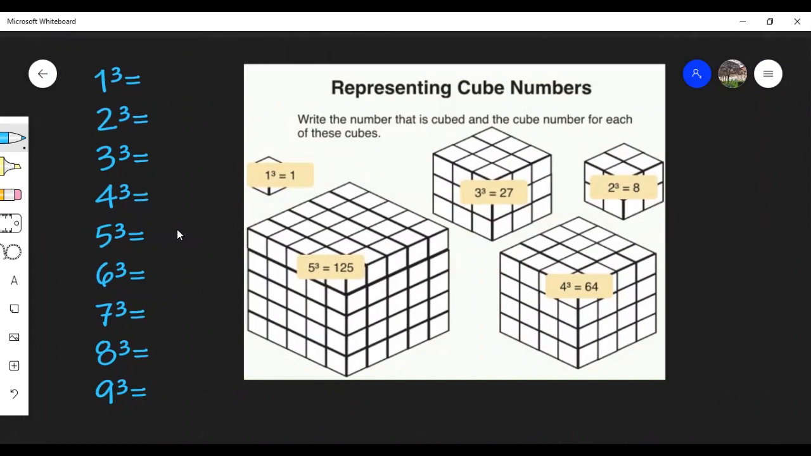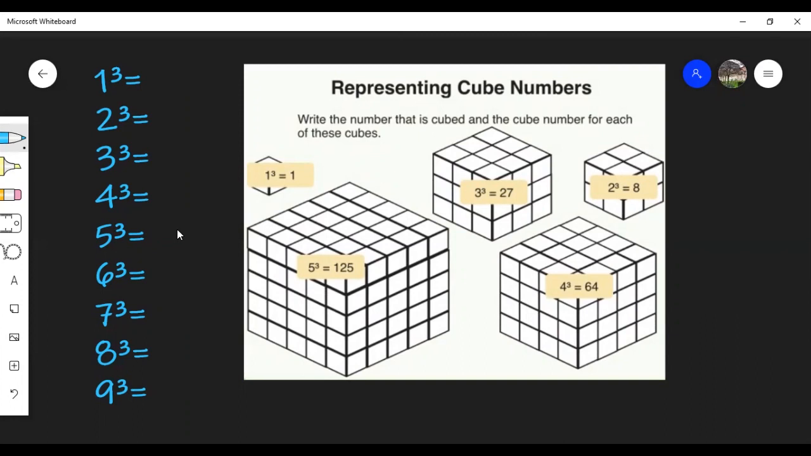Next, let's look at the representation of cube numbers. You can visualize cubes and cube roots by thinking of a stack of blocks. Each block is the same size. That is, if you assume that each block is the same size, that means both sides are equal. And the stack itself has the same size on all sides.